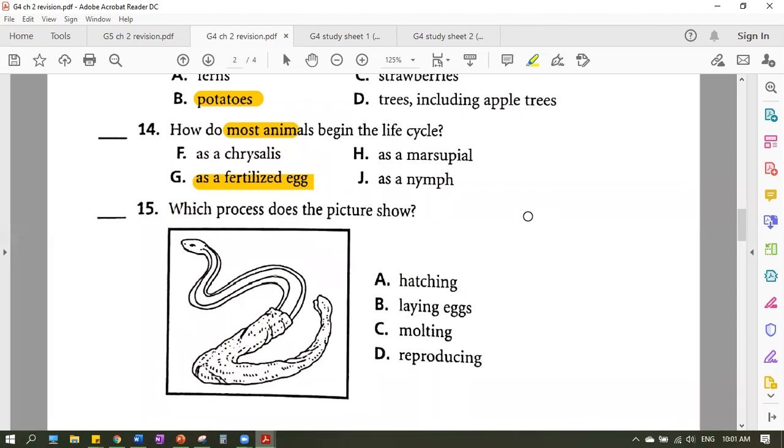Yes, exactly. A snake taking off the skin, the old skin. So do you think this is hatching? No. Do you think it's laying eggs? No. Is it reproducing, making new ones? No. So we're still left with a word called molting. Yes, exactly. Molting means to get rid of the old exoskeleton or old skin, like the snake doing in here.